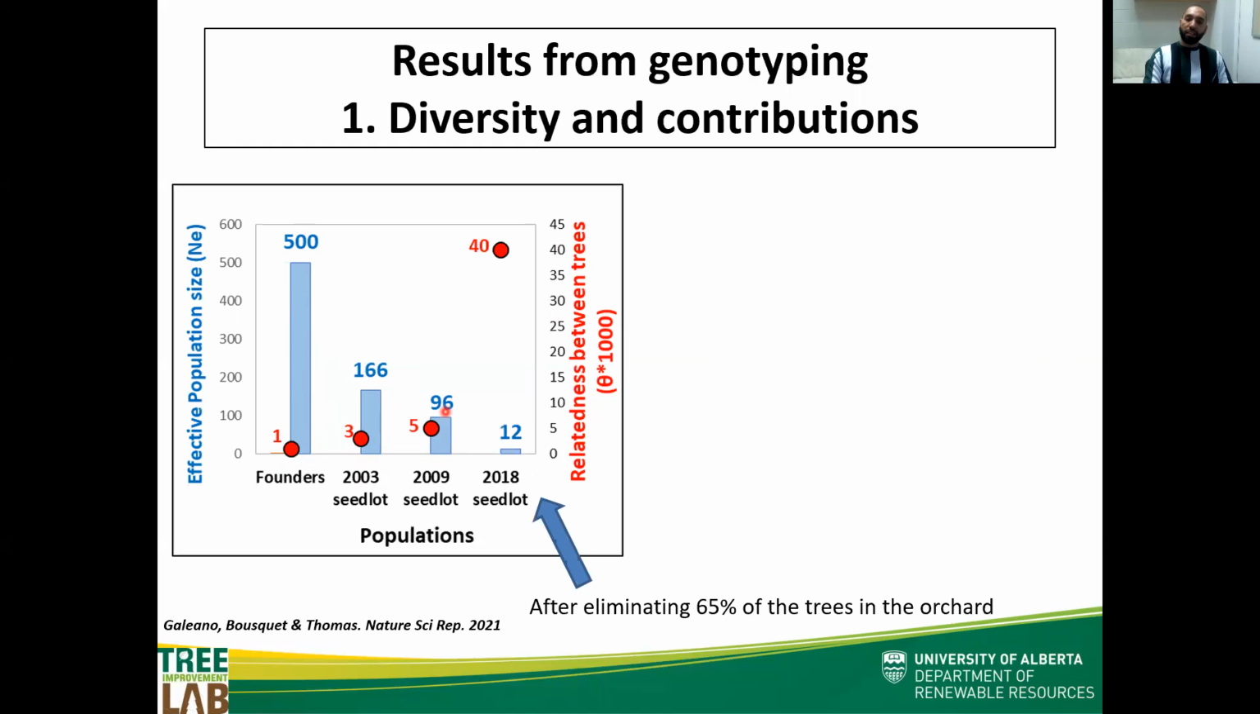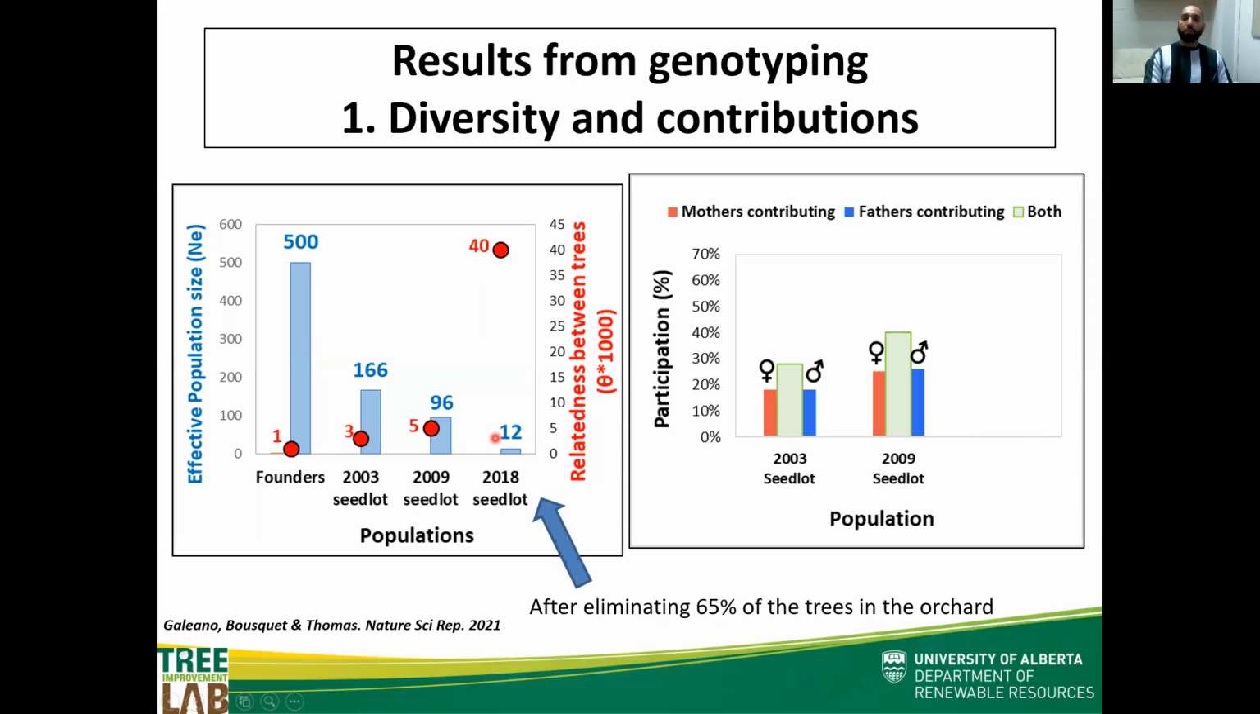But after eliminating 65% of the trees in the orchard, and this elimination was based on performance from height of genotypes, we found a significant increase in relatedness and a significant decrease in diversity. The same with contributions. For 2003 and 2009 seedlots, we have balanced contributions from mothers and fathers, but after elimination of those genotypes, we found an unbalanced contribution.